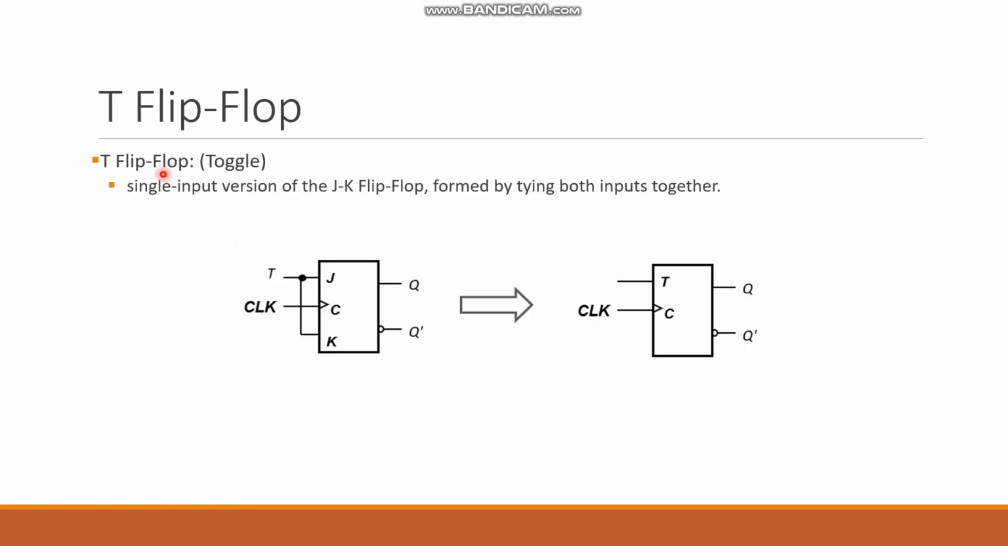And the last type of the flip-flops is called T flip-flop. T flip-flop is sometimes named as toggle. It has only two states. This is derived from the JK flip-flop. When T is 1, both J and K are going to be 1. So that means the flip-flop is in toggle state. When the T is 0, both of them are going to be 0. That means it's going to be in no change state. So this is the T flip-flop.